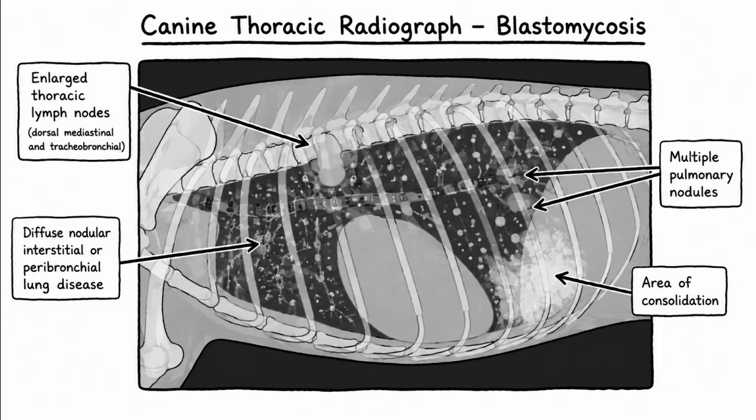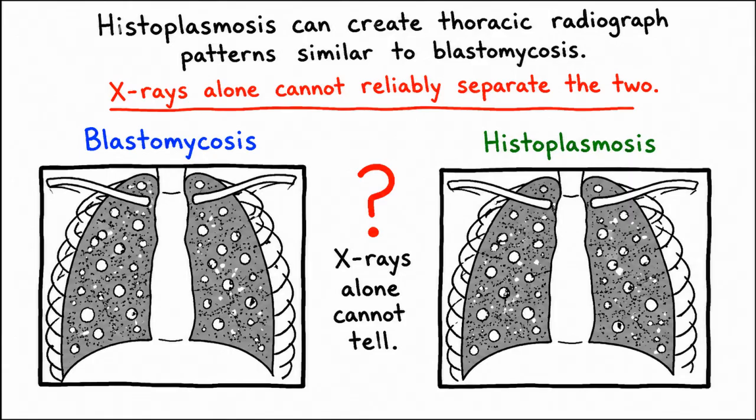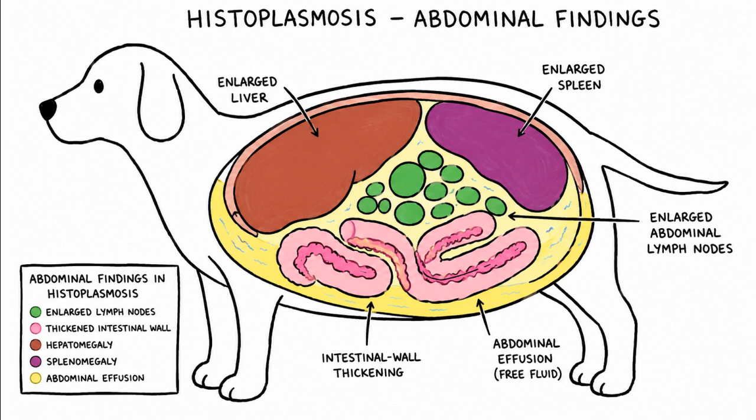Thoracic radiographs in blastomycosis often show diffuse nodular interstitial or peribronchial disease, pulmonary nodules, consolidation, and enlarged thoracic lymph nodes. Histoplasmosis may produce similar patterns, so radiographs alone cannot reliably separate the infections. Abdominal imaging in histoplasmosis may reveal enlarged lymph nodes, intestinal wall thickening, hepatosplenomegaly, or effusion.